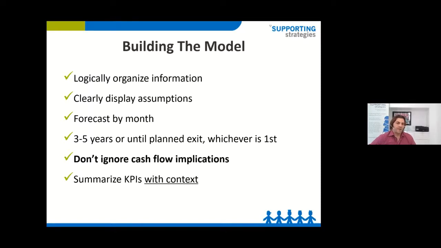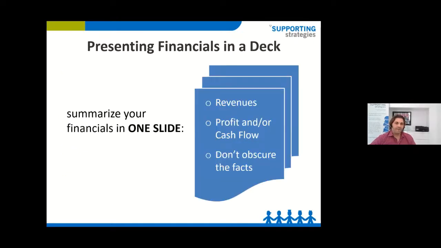Summarize your KPIs with context. I'll show you an example of that in a minute. And then it should go without saying, but review and test your work. You don't want to have mistakes in your financial forecast model when you're sharing it with others. How can you expect investors to have confidence in your ability to create and run a business if you have errors in your financial model before you even get started, when you're trying to present what you're setting out to accomplish?